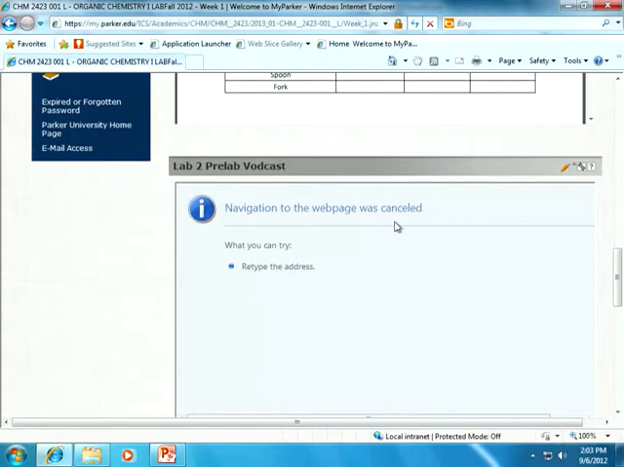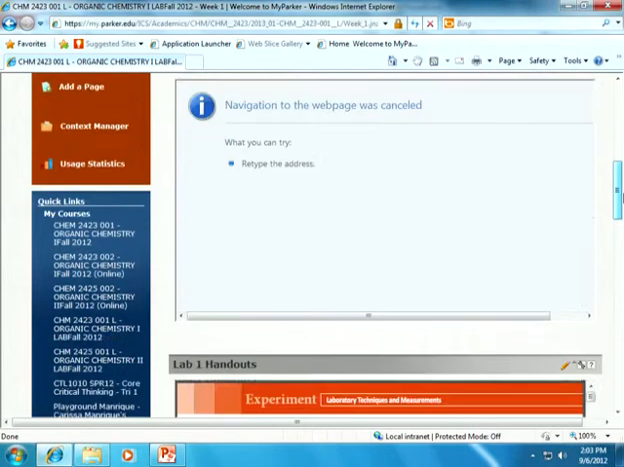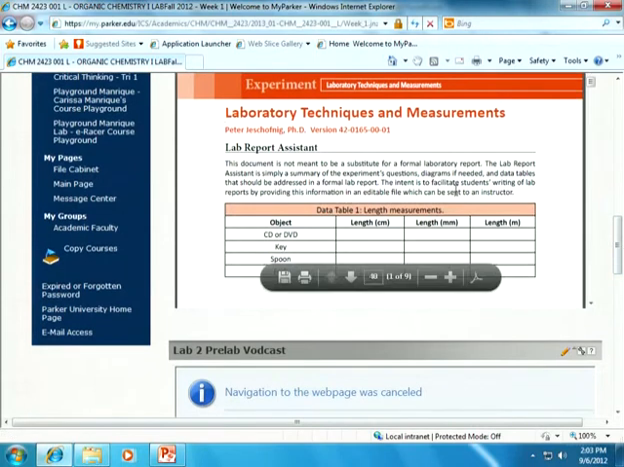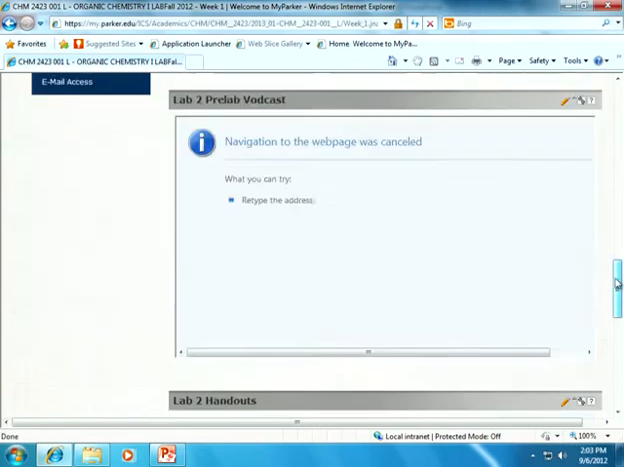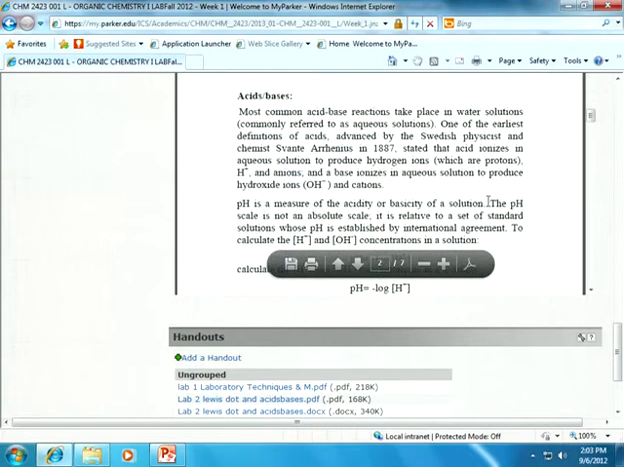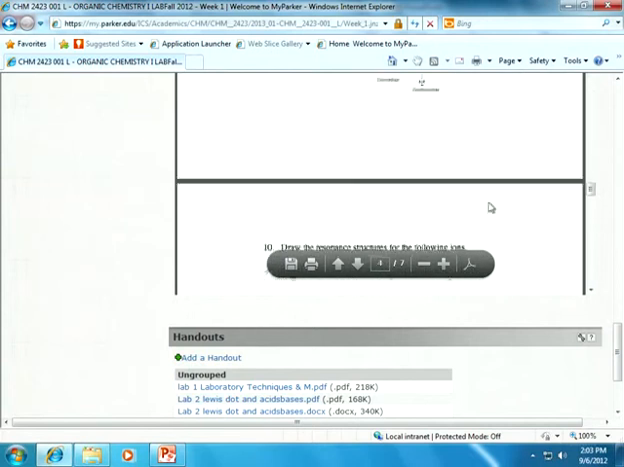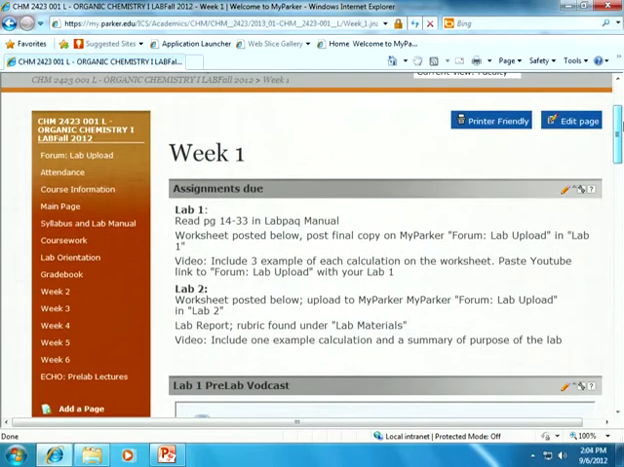They're only maybe 5 minutes long, and it goes over what you need to do for that lab if you have any questions. And you can see here, right below the lab 1 pre-lab vodcasts, here is that worksheet, your data worksheet you need to fill out for that lab. And then here for lab 2, this is what you need to fill out, read through all of that for lab 2.